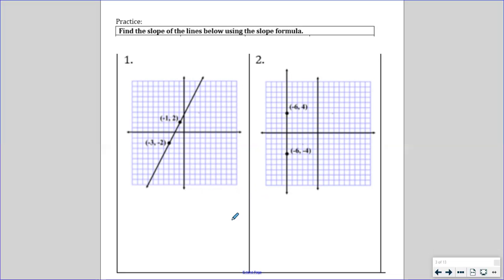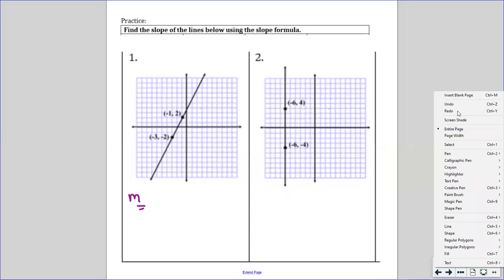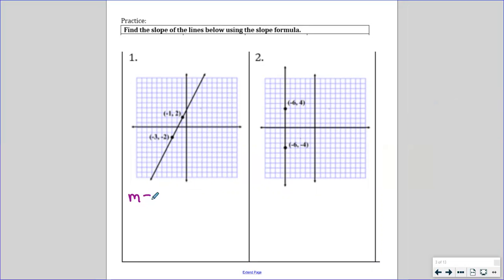So for this one, we have our 2 points, and I'm going to put my formula. Delta y over delta x. So now we want to know, how did I get from this point to this point? So we do rise. 1, 2, 3, 4. So I went 4 up. And then from there, 1, 2. So then I can simplify it, and my slope is 2.